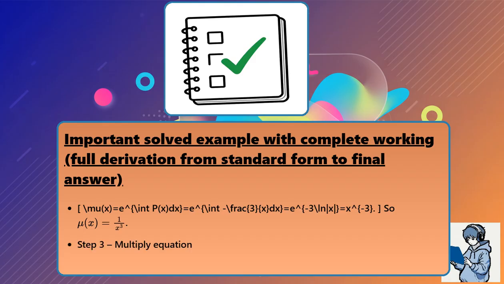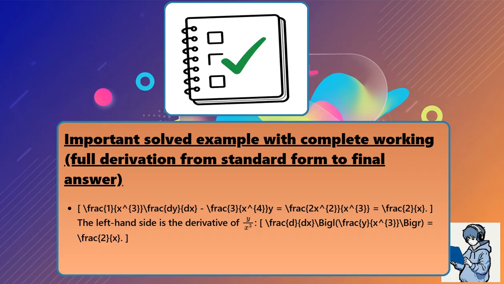Step 3, multiply the equation. 1 over x cubed times dy/dx minus 3 over x to the fourth times y equals 2x squared over x cubed, which simplifies to 2 over x. The left-hand side is the derivative of y over x cubed, that is, d/dx of y over x cubed equals 2 over x.